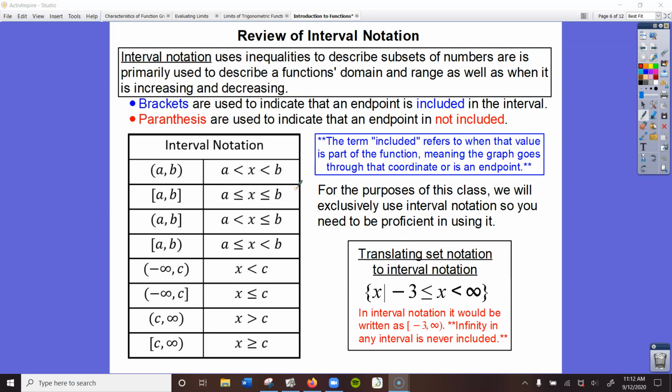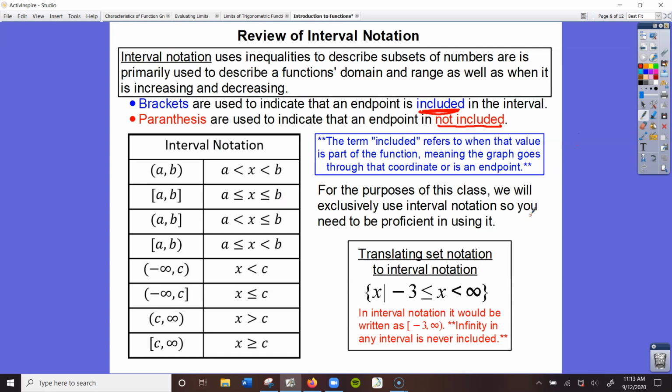Now, an inequality tells us the start and end of a particular interval, with x being somewhere in between, or whether x is less than or greater than a particular value. When x is less than or greater than, those values are not included. And if it's not included, then we would use parentheses. If it is included, then we would use brackets.